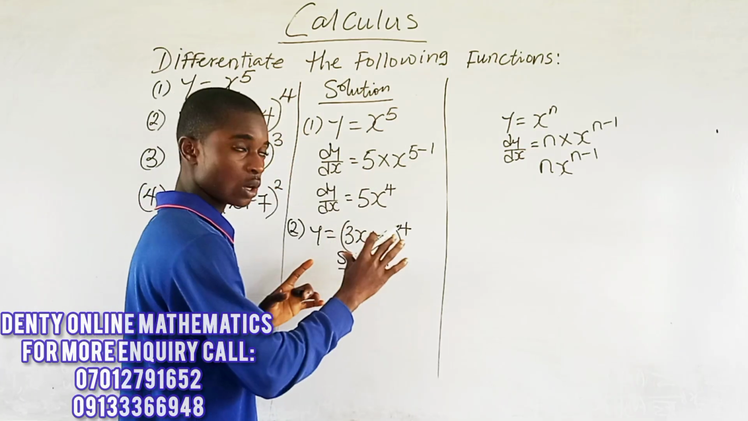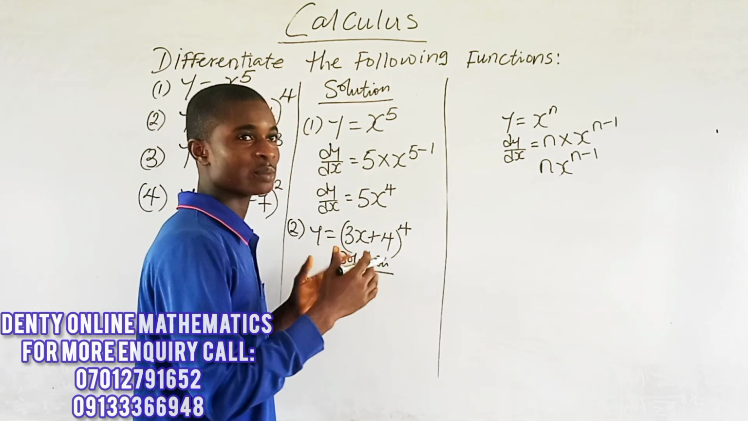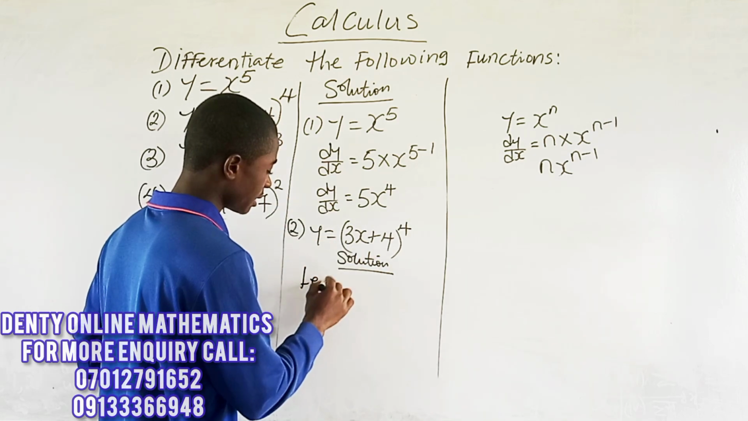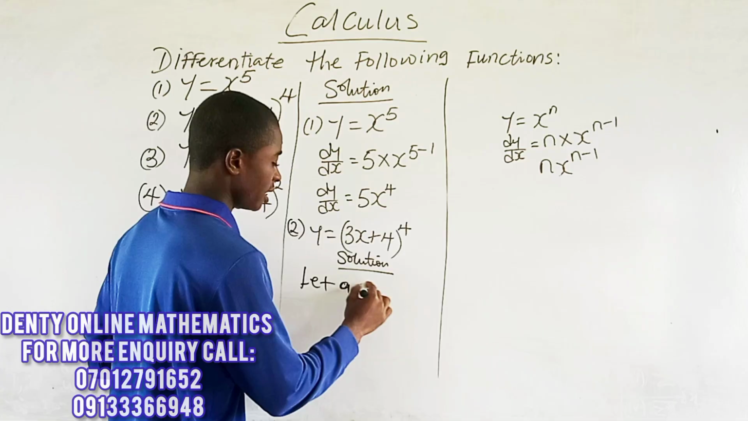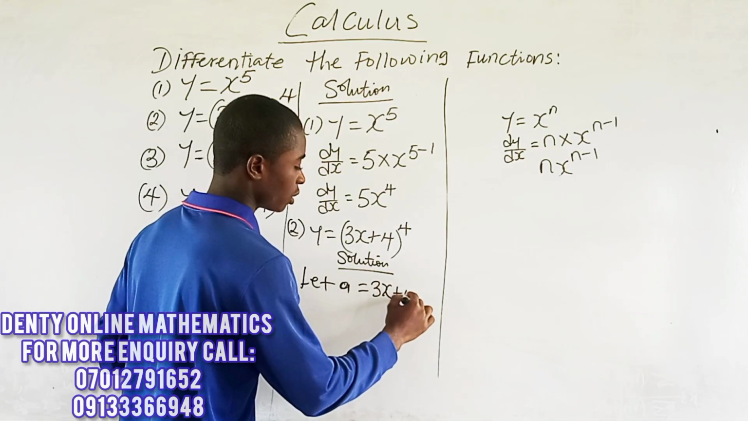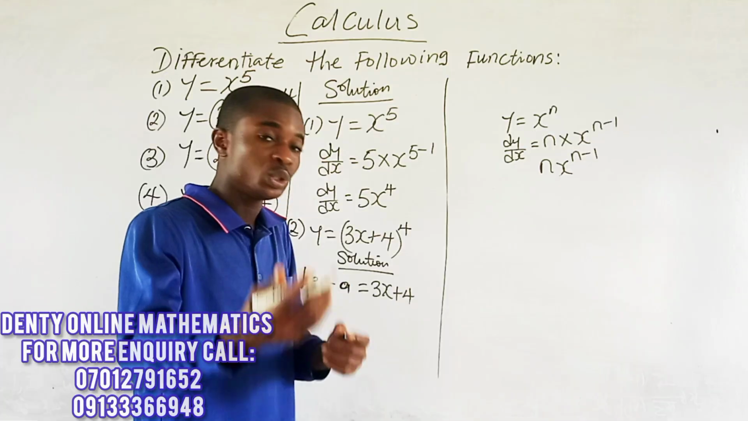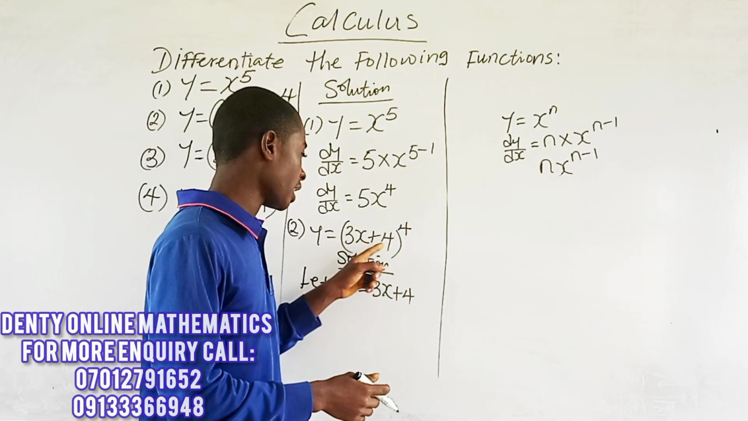Now we cannot just solve directly. There's a trick of how to solve this, but here I'm just here to break it down. So I will say let a equal 3x plus 4. What I'm doing here is a simple substitution. Let's assume that the letter a is equal to 3x plus 4.